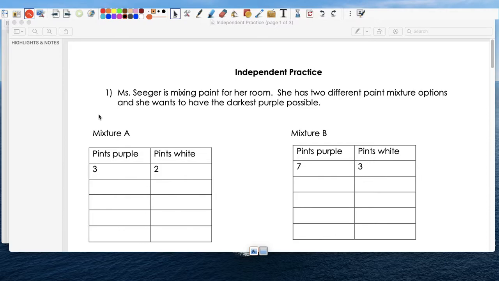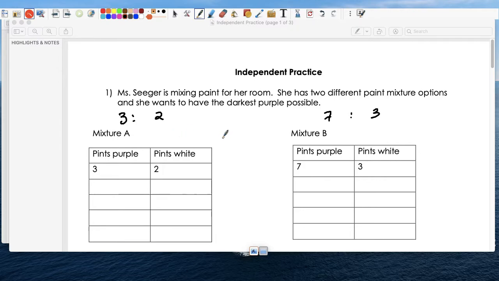This is a video, again, on what we did in class using ratios to compare. So we have a mixture of paint. You want purple, you want dark purple. So you're mixing purple with white. The ratio here is 7 purple, 3 white, and the ratio here is 3 purple, 2 white.